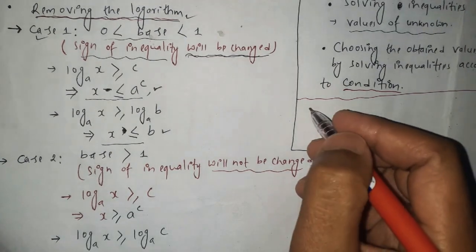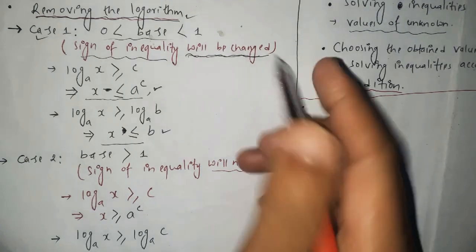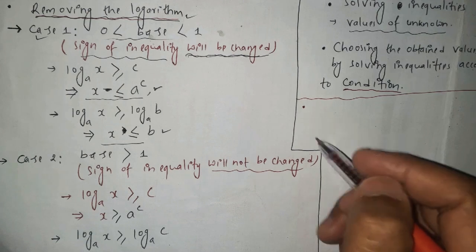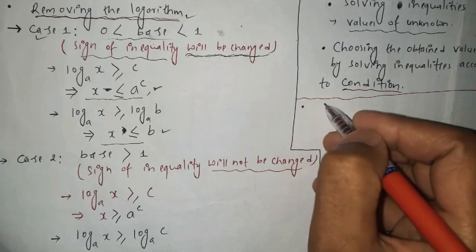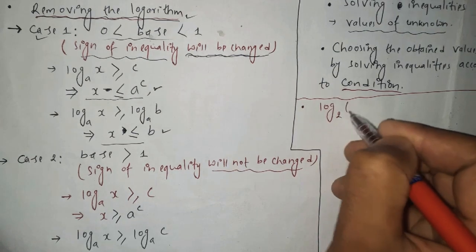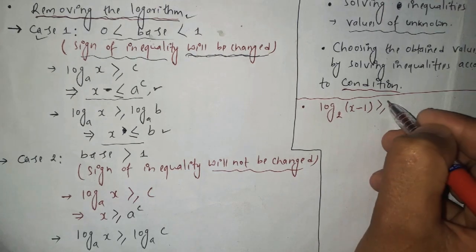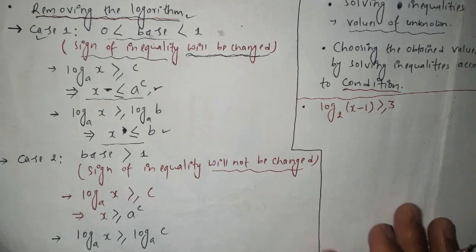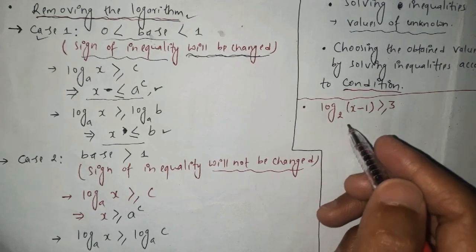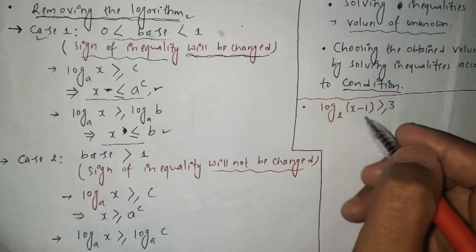Now taking a logarithmic inequality, we will solve it by using this process. Here the inequality is given: log with base 2 of (x minus 1) is greater than or equal to 3. This is the given logarithmic inequality. Now solve it. Here the unknown is x.